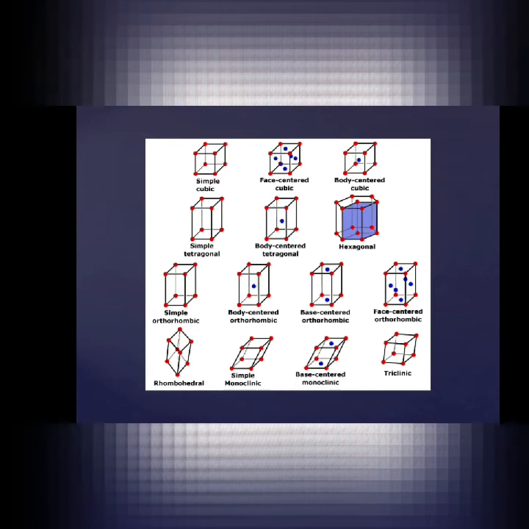One hexagonal lattice and four orthorhombic lattices, that is simple, body centered, base centered, and face centered. All four orthorhombic lattices are available, and another one is rhombohedral, only simple rhombohedral, simple monoclinic, simple triclinic, and another one is the base centered monoclinic.